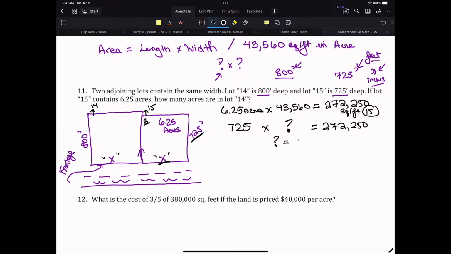I'm going to go, hey, 272,250 times, oh, not times, hello, pull it together, Candace, divided by 725. And that means the width is going to be 272,250 divided by 725, which is 375.5.